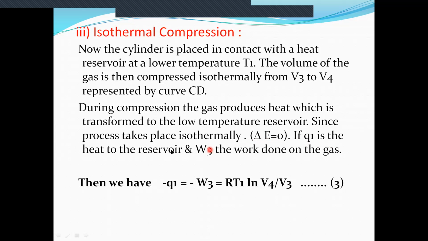If Q1 is the heat given to the reservoir and W3 the work done on the gas in isothermal compression, then minus Q1 is equal to minus W3, and that is equal to RT1 ln V3 upon V4. This is equation number 3. This is the work done in isothermal compression. That is the third step.